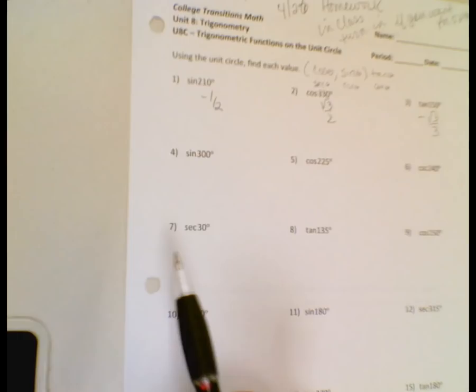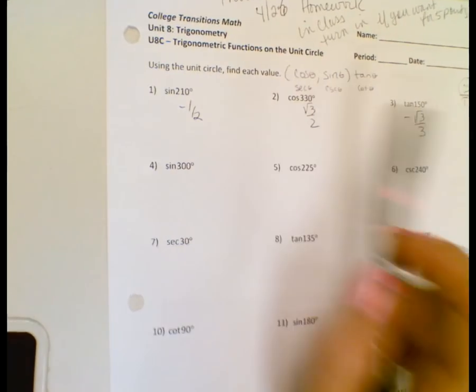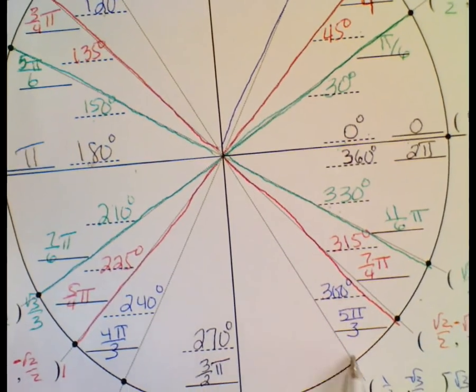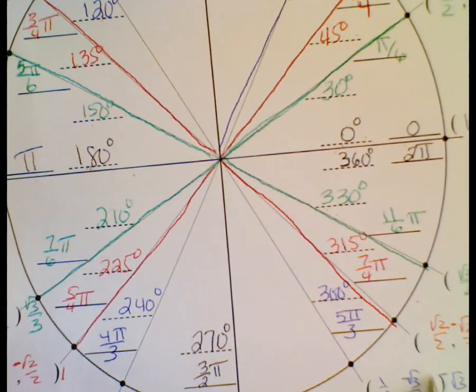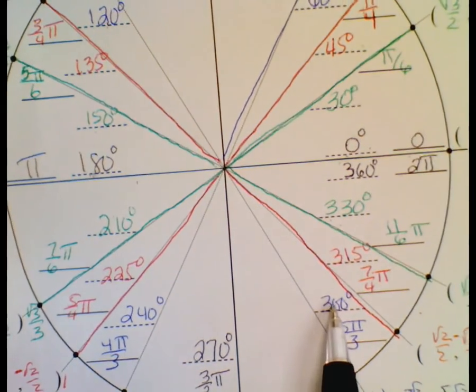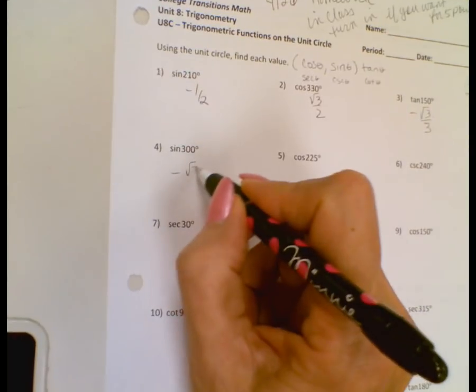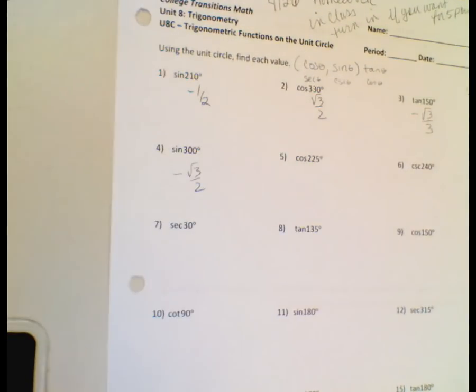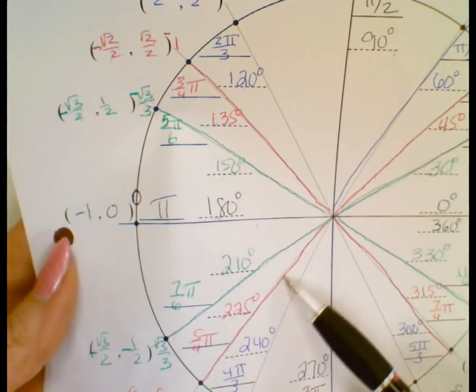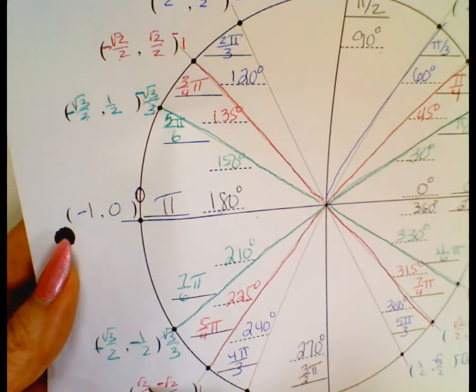Sine of 300. Now remember, sine is the second one. So 300 is here. Sine is in blue. So sine is here. Now I can't tell if that's a negative or not, so maybe you should type it in. Type in sine of 300. It's going to be a negative radical 3/2. Cosine of 225. Cosine is the x-coordinate. 225's in the red. I want the x-coordinate. It's negative radical 2/2.